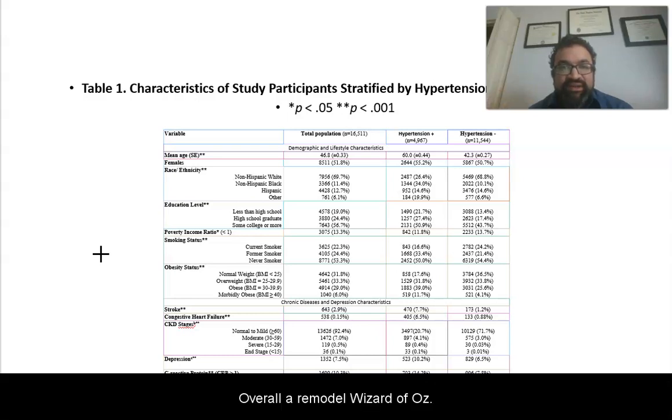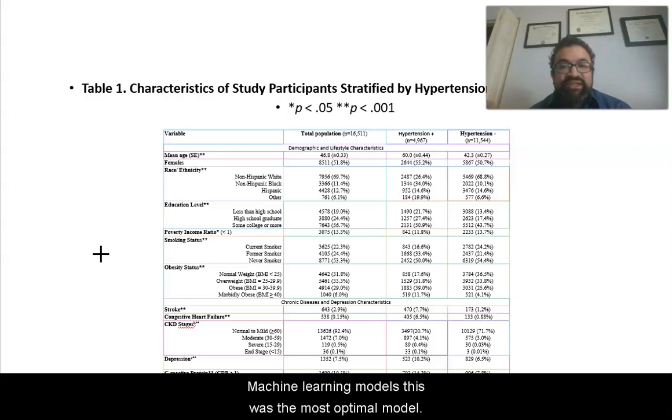But overall, our model was robust. There was not a high percentage of error, and so this was, in comparison to other machine learning models, the most optimal model for this sort of technique.